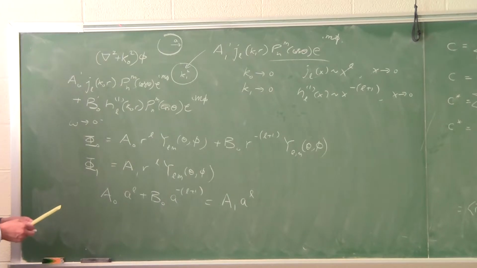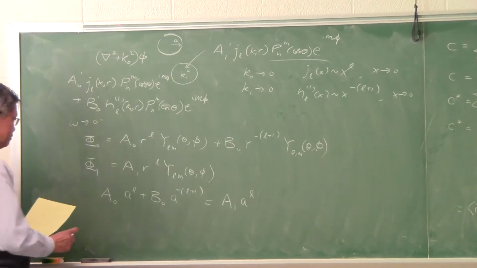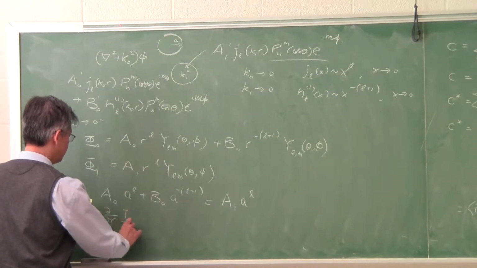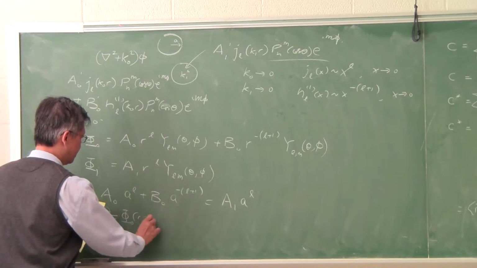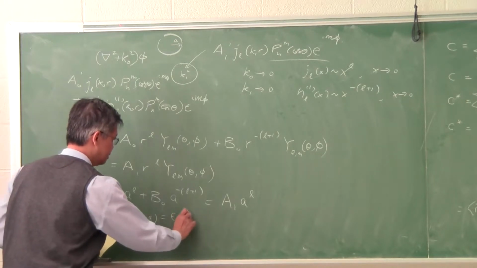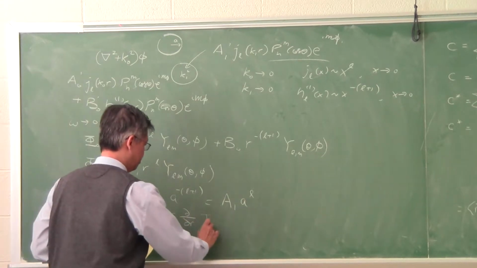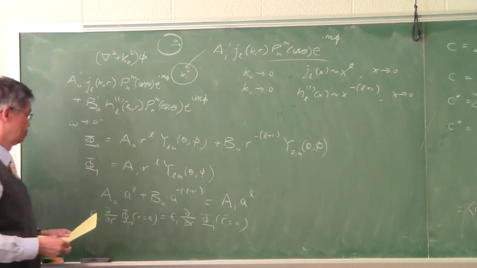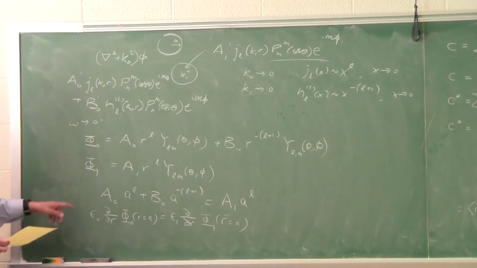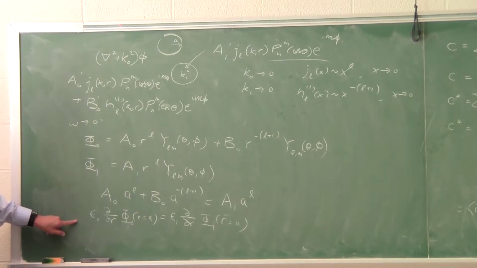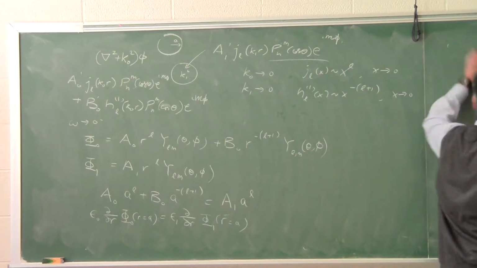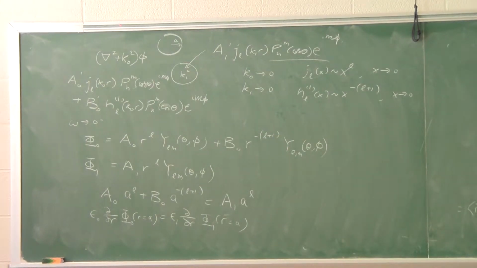And then I impose the other boundary condition, which is epsilon 0 d/dr phi 0 at r equals a must be epsilon 1 d/dr phi 1 at r equals a. This is the normal flux is continuous boundary condition. And then I get the other equation.